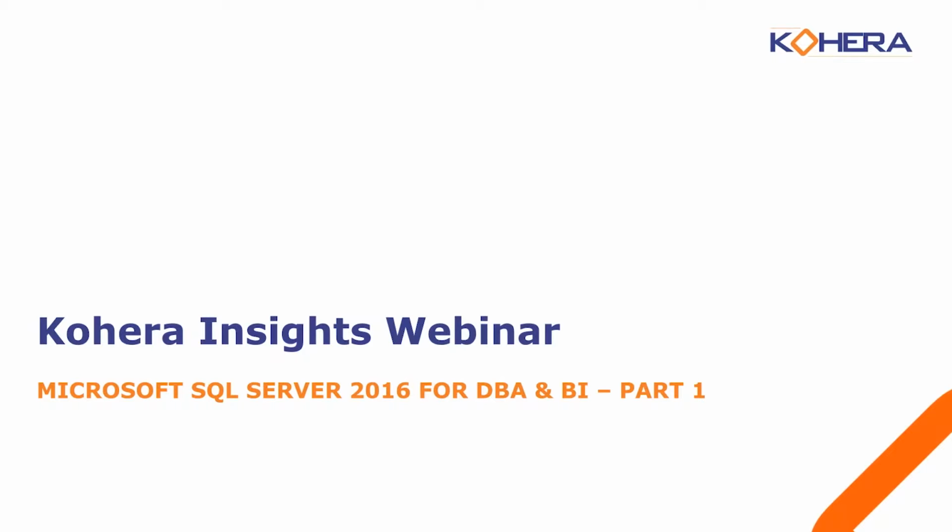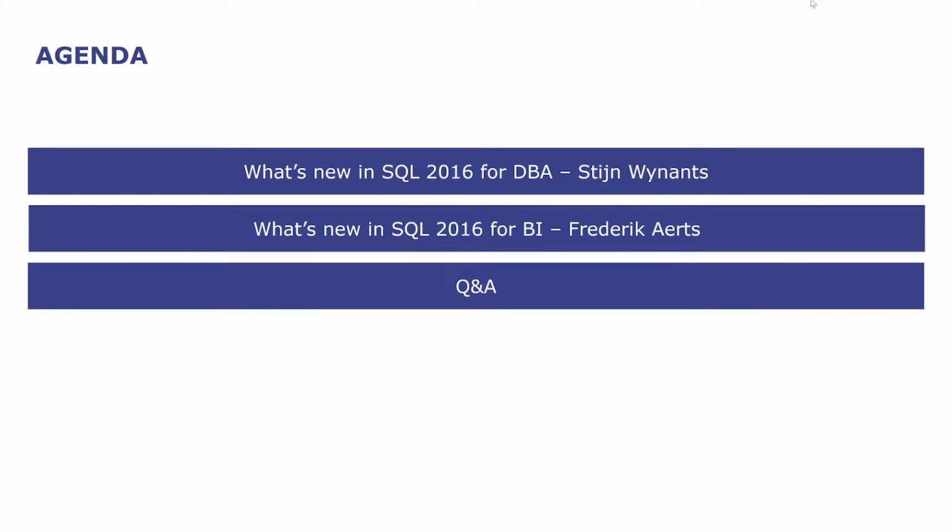It's the first part of a trilogy. It will be about DBA and BI features. First, we'll talk a bit about what's new in SQL Server 2016 for the DBA. I will be giving that part. Then there will be a part on what's new in SQL Server 2016 for BI, and that's a part Frederik Aerts will give. And then we have a small opportunity for some questions and some answers.